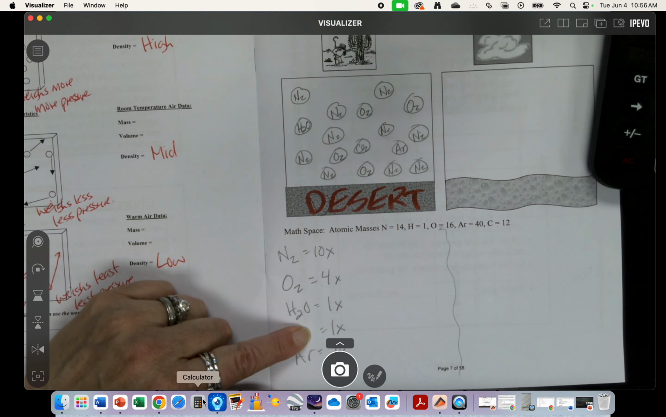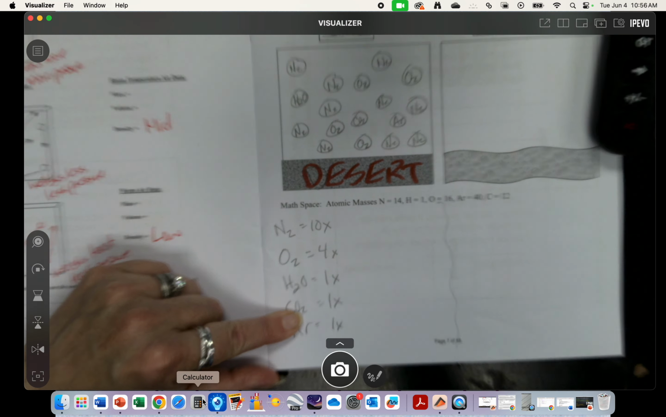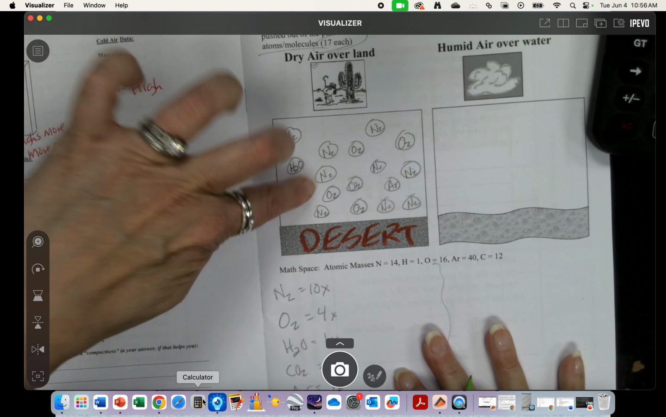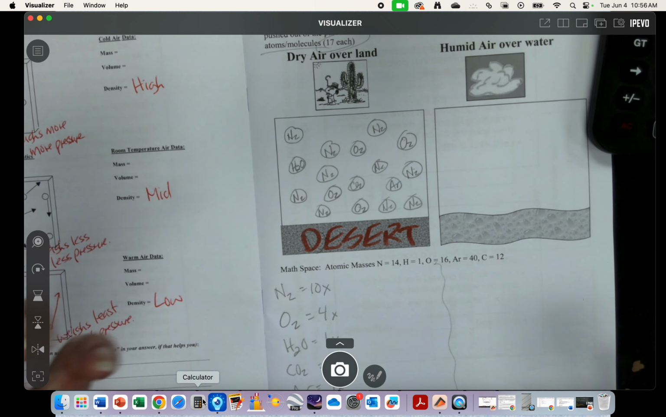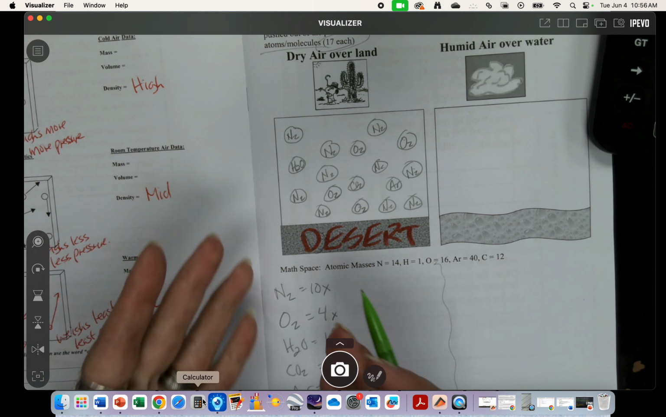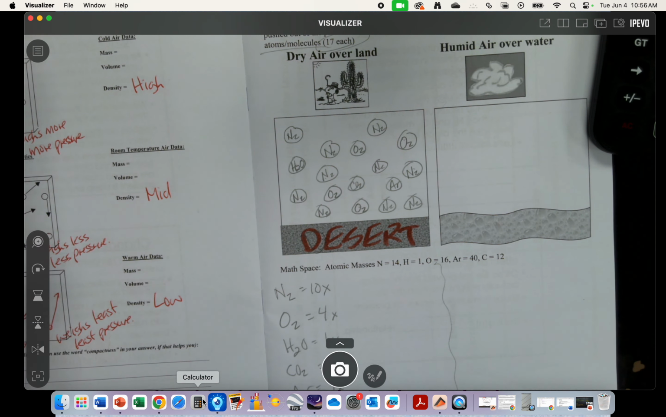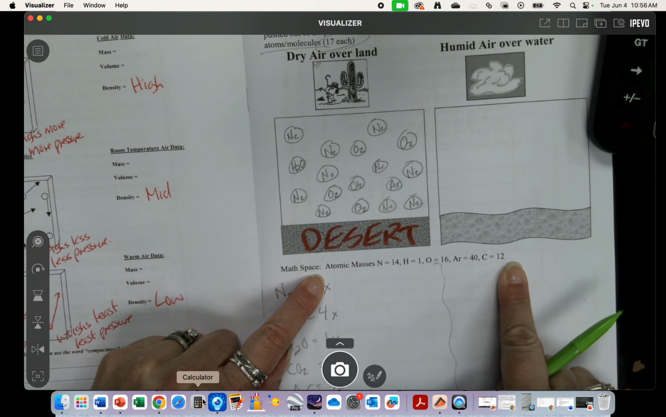So now this count is the number of either molecules or atoms in the parcel. In reality, there's trillions, right? But we're just making a model. So now, what do each one of these molecules or atoms weigh? If you remember from the periodic table, the atomic mass is the number of protons and neutrons in the atom, and the atomic masses are listed right here.